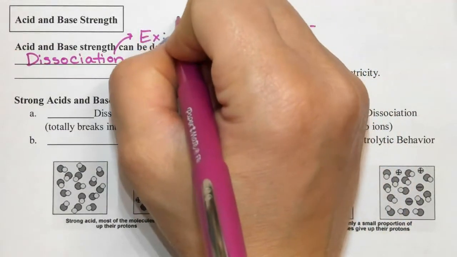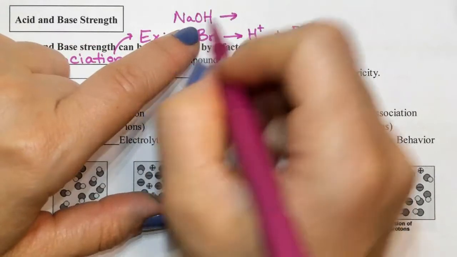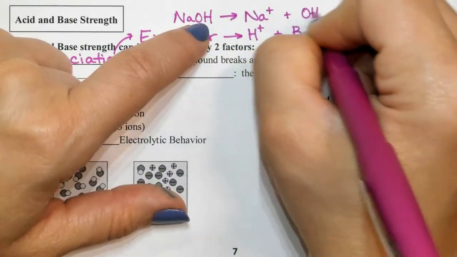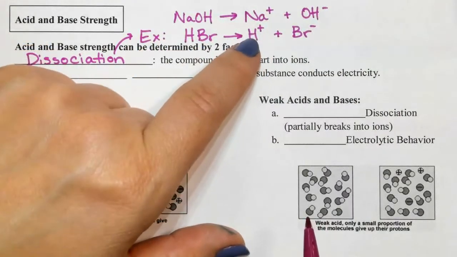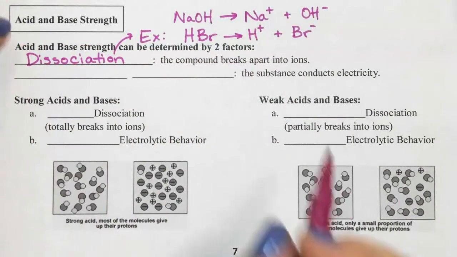Another example would be if I had NaOH, which is a base, and if it dissociates, it's going to give me sodium ions and hydroxide ions. And so the presence of this is how you know it's an acid. The presence of this is how you know it's a base.